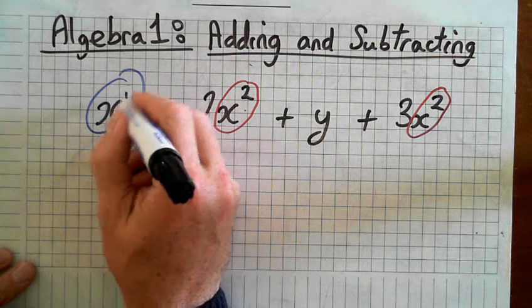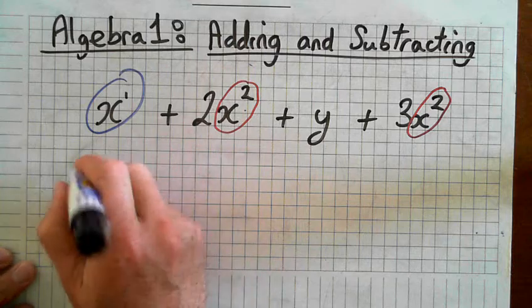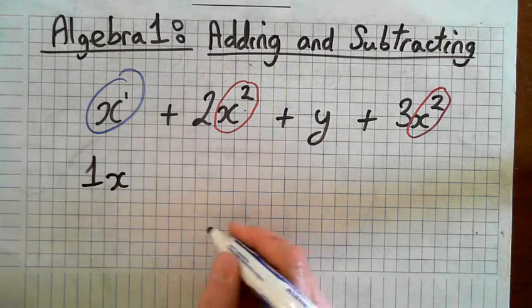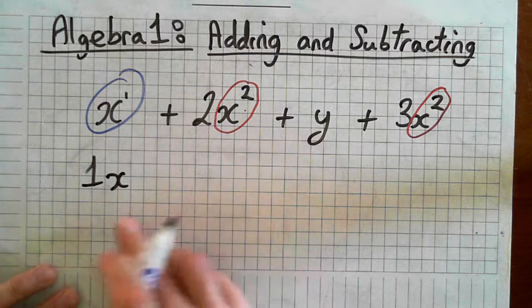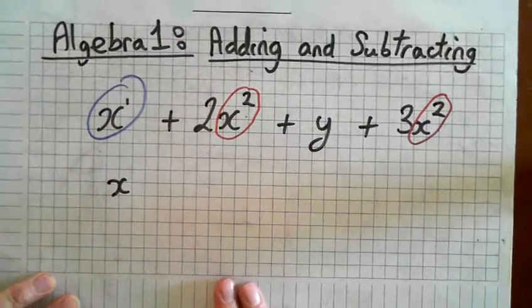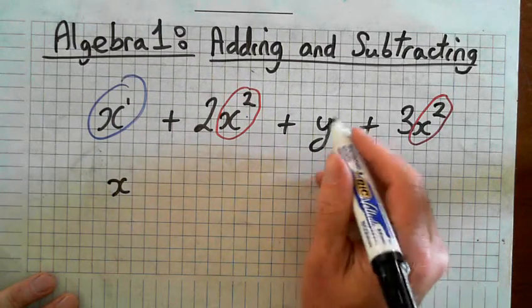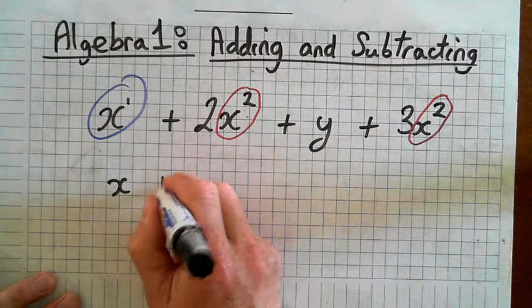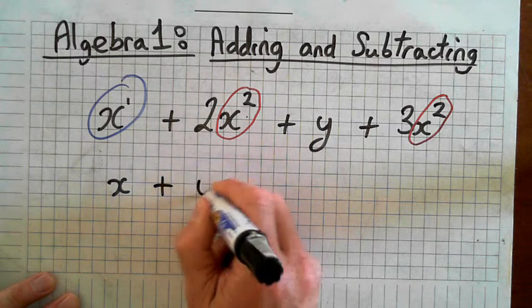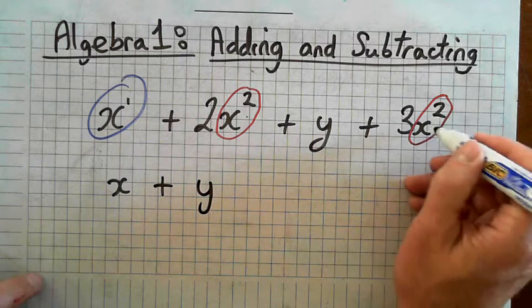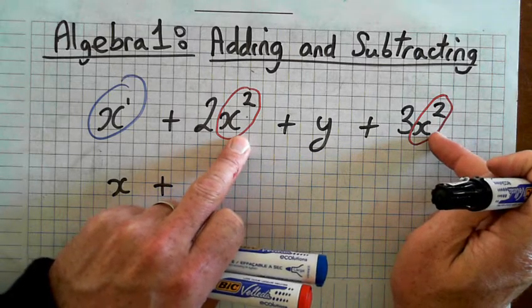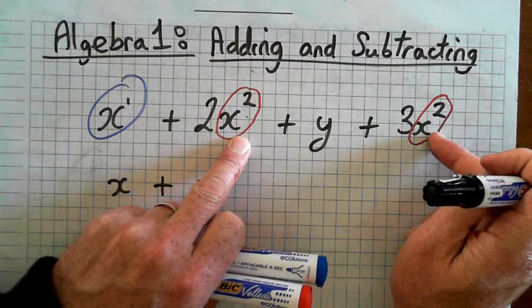Alright, so how many of these objects do we have? 1x. How else can I write 1x? Just x. Alright, we'll go on to the y's next. How many of those do we have? So 1y or just y. And this object here, whatever it is, x squared. How many of those do we have in total?